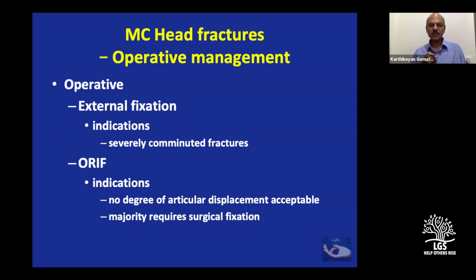So, operative management with external fixation if it is a comminuted fracture, or internal fixation can be done. When no degree of articular displacement is acceptable, the majority require surgical fixation because you cannot have any amount of displacement. In that situation, we need to fix each and every fragment that we see unless it is very comminuted. If it is very comminuted, you go for an external fixator. The external fixator must be applied with the metacarpophalangeal joint in flexion. If it is less comminuted, we try to go in for a fixation like this.